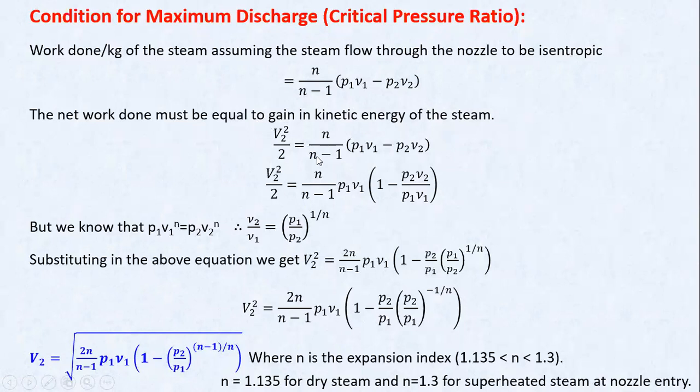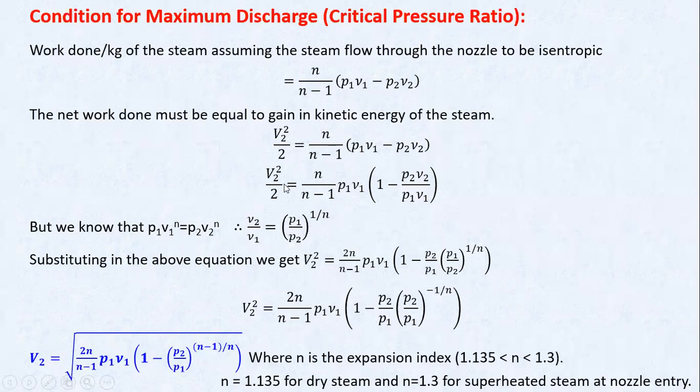So V2 square by 2 should be equal to n by n minus 1 into (P1 V1 minus P2 V2). If we simplify, we get n by n minus 1, and taking P1 V1 outside, 1 minus P2 V2 by P1 V1. But we know for an isentropic process, P1 V1 power n is equal to P2 V2 power n. Therefore, V2 by V1 will be equal to (P1 by P2) whole power 1 by n. Substituting V2 by V1 in the above equation, we get this expression.